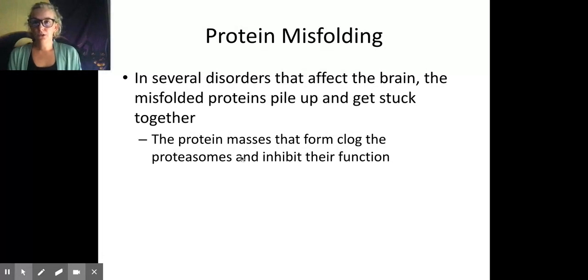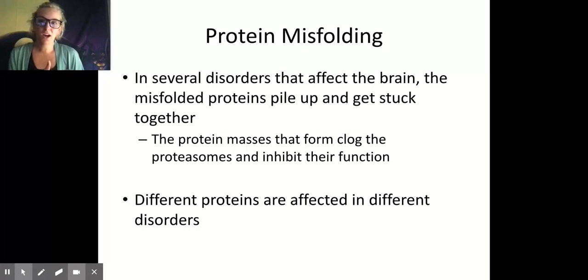In several disorders that affect specifically the brain, those misfolded prion proteins, the PrPs, can start to pile up and stick together, which is called coagulation. If these protein masses get too big, they can clog the proteasomes. Remember, proteasomes are those recycling centers for misformed proteins. But if those prion proteins start to stick together and become too big, they can't get into the proteasome recycling centers, which inhibits the function of the proteasomes and now disallows other malformed proteins to get in there. So that's a big problem.